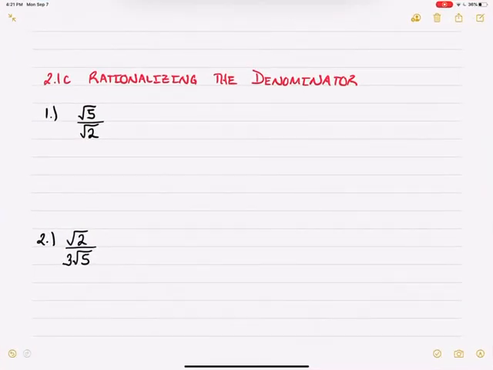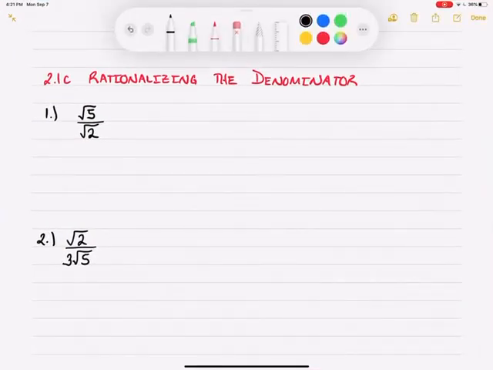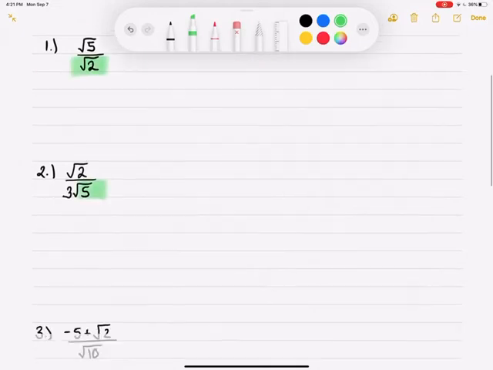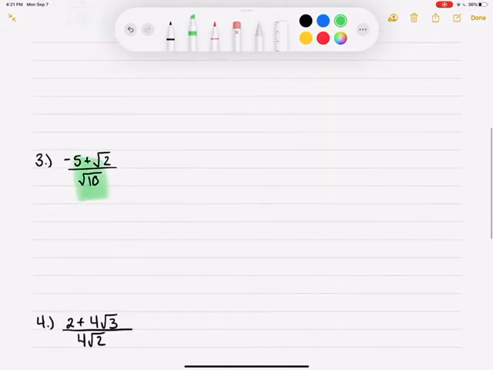Alright guys, today we're going to take a look at how to rationalize the denominator of a radical expression. So we are still simplifying radical expressions. We're trying to make them as simple as possible. And one rule when you're dealing with radical expressions is you can't have a radical in the denominator. So all of these examples have radicals in the denominator, and our job is to get rid of them.